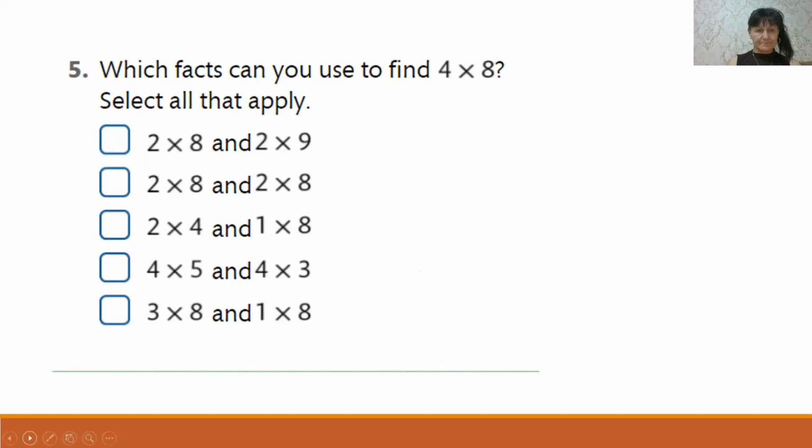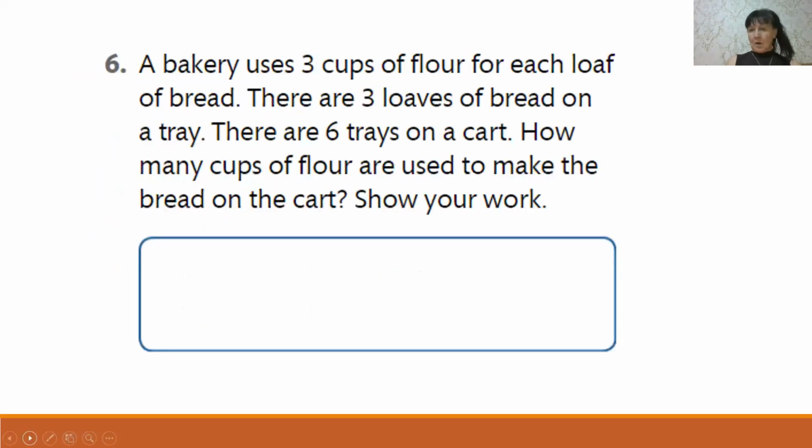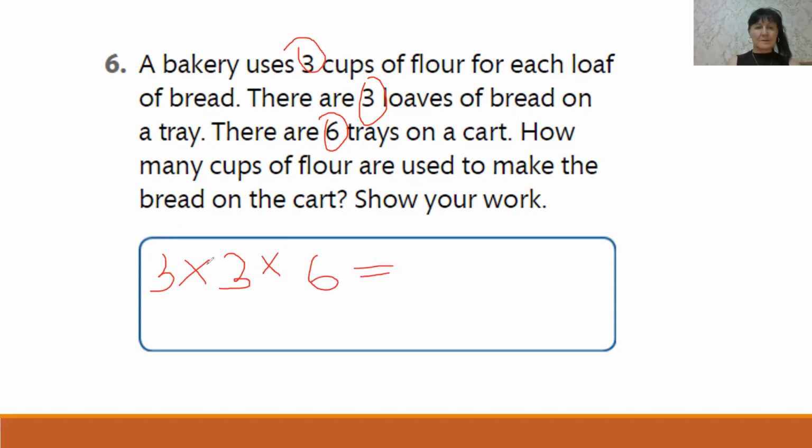Okay, this is the word problem. A bakery uses 3 cups of flour for each loaf of bread. There are 3 loaves of bread on a tray. There are 6 trays on a cart. So how many cups of flour? 3 cups of flour per loaf, 3 loaves of bread per tray. This is our equation. We are multiplying all the numbers.